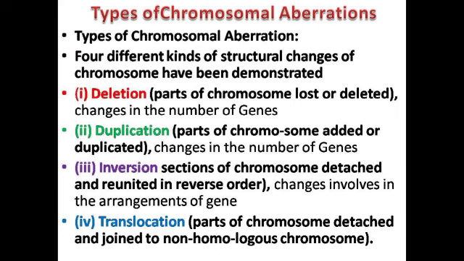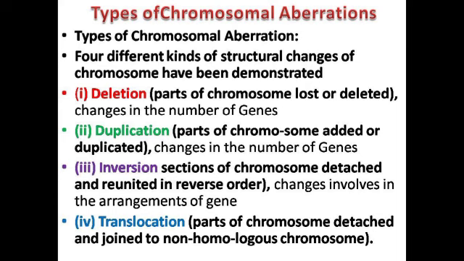Let us go to the types of chromosomal aberration. There are four different kinds of structural changes of the chromosome that have been demonstrated. Number one, deletion. Second one, duplication. Third one, inversion. Fourth one, translocation.